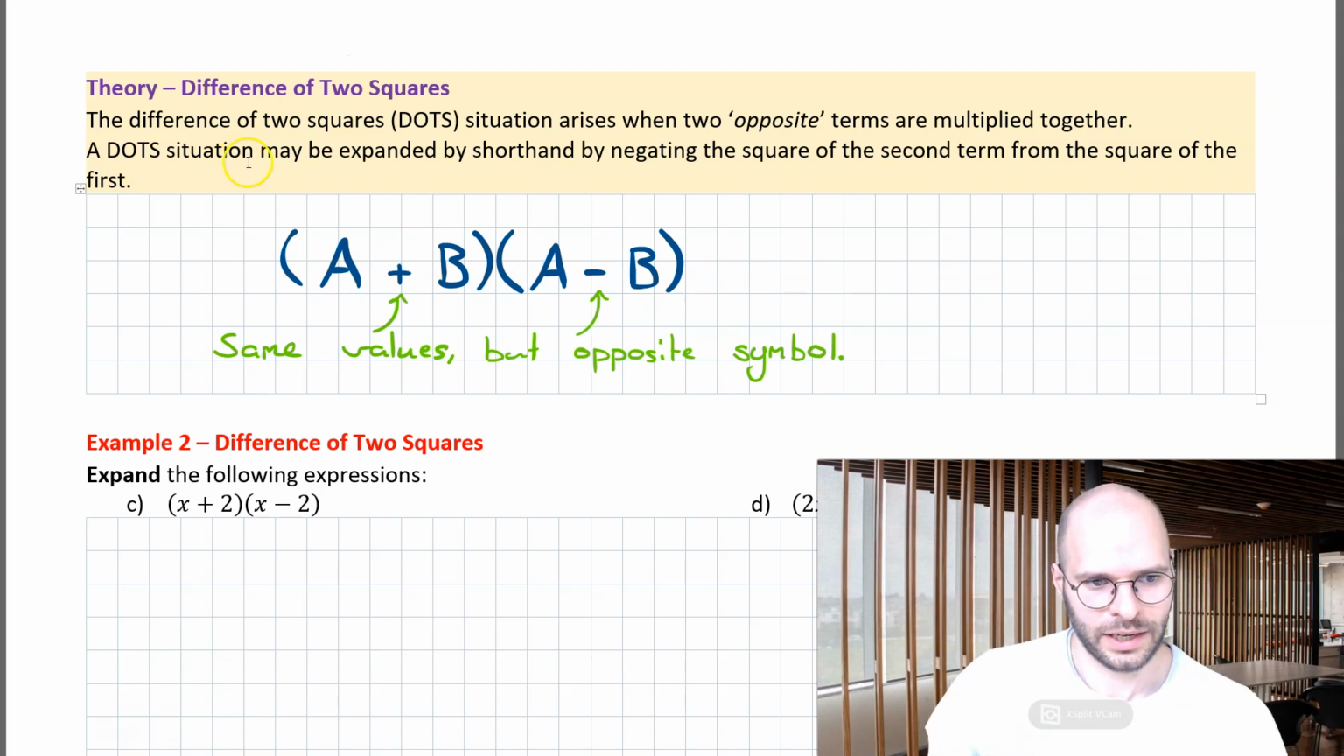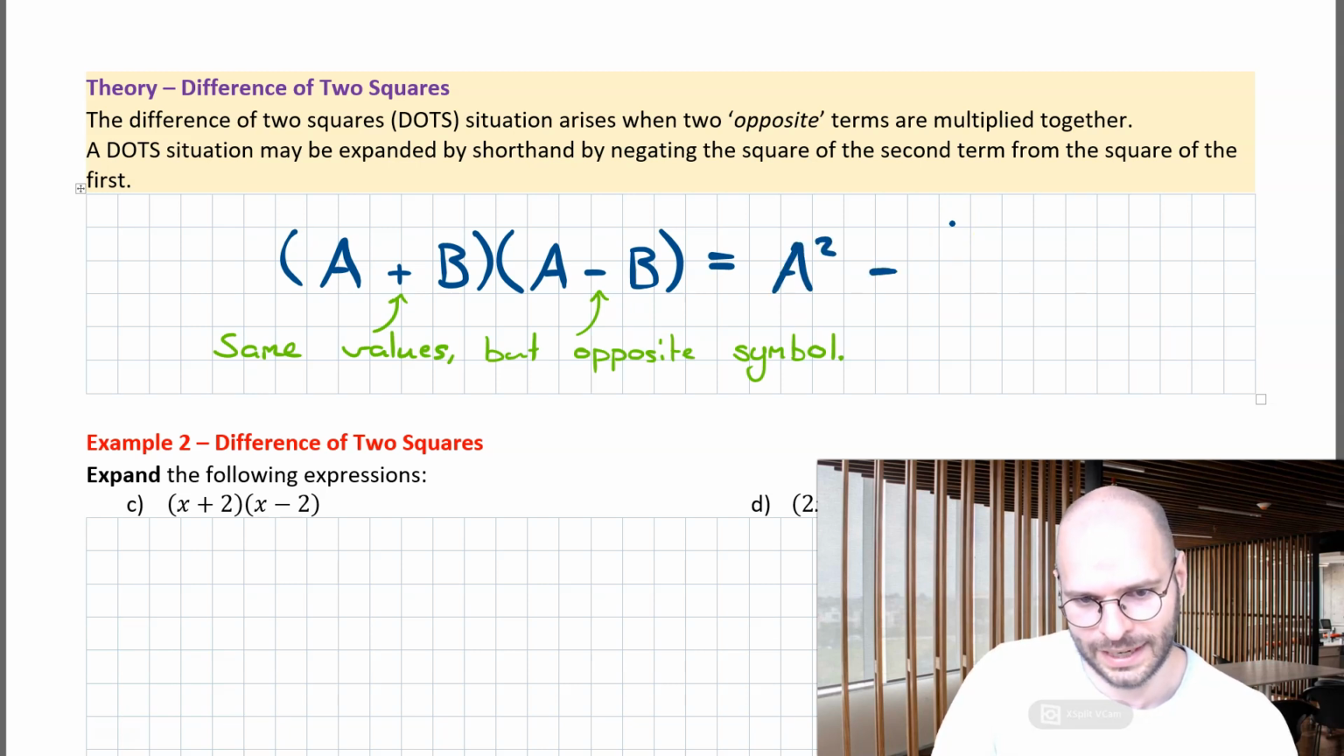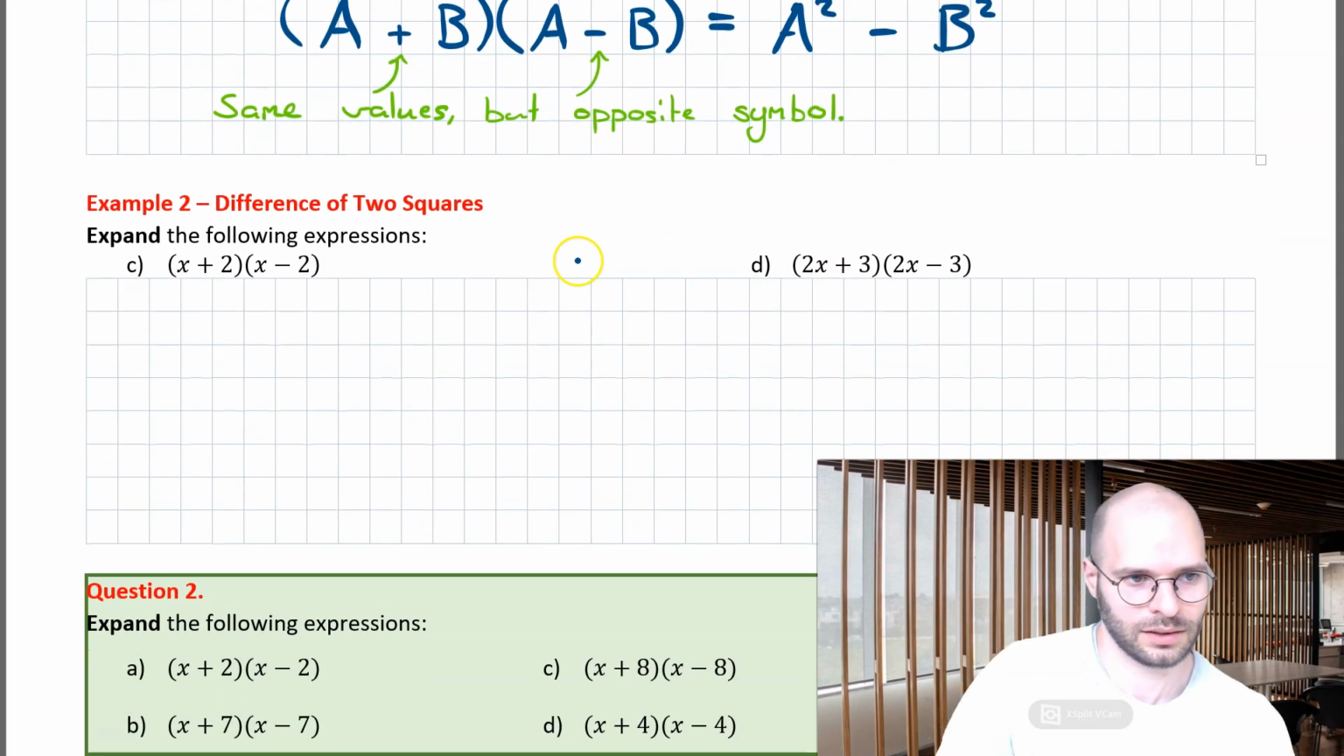The DOTS situation may be expanded by shorthand by subtracting the square of the second term from the square of the first. What does that look like? Well, the square of the first is just a squared. We subtract b squared. So this is the shorthand way in which we expand the difference of two squares. Let's have a look at how we can put this to use.